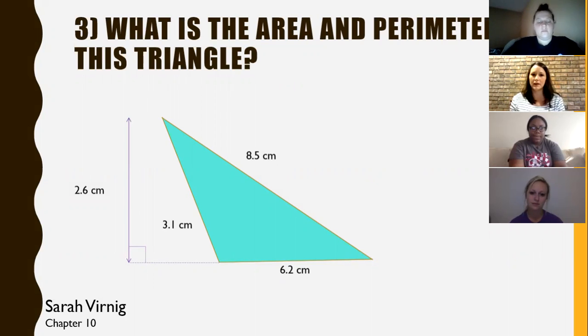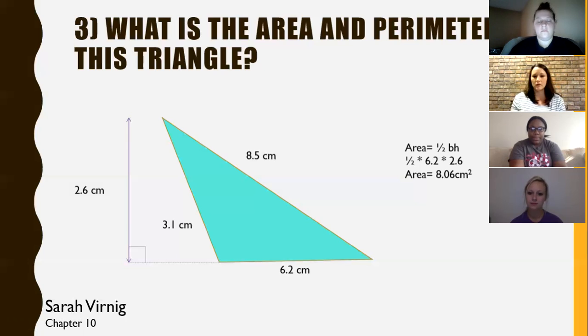So to find the area, let's start with that first. We're going to do 1/2 times base times height. So we're going to do 1/2 times 6.2 times 2.6. And why we're doing 2.6 is because that is the height of our triangle. Whenever we do the math, we're going to get 8.06 centimeters squared. And anytime that you're doing area, whatever unit of measurement you have will be squared.